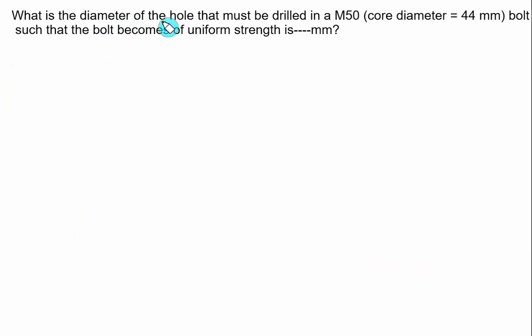What is the diameter of the hole? We are interested in the diameter of the hole that must be drilled in an M50 bolt, having nominal diameter equal to 50 and core diameter equal to 44, such that the bolt becomes of uniform strength. Whenever we have uniform strength, we have to make the diameter of the threaded portion with hole the same as the core diameter. The bolt is given as M50, so we have Do equal to 50 mm. The core diameter Dc is given as 44 mm. The required hole diameter you have to find out, and the condition given is uniform strength.